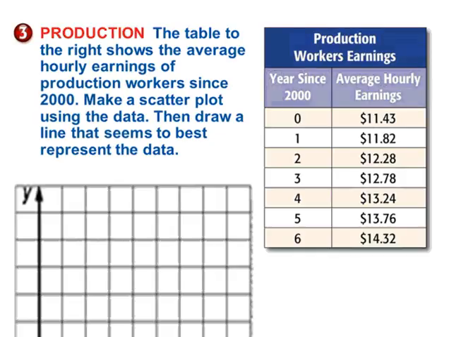It says the table to the right shows the average hourly earnings of production workers since 2000. Make a scatter plot using the data, then draw a line that seems to best represent the data. All right.